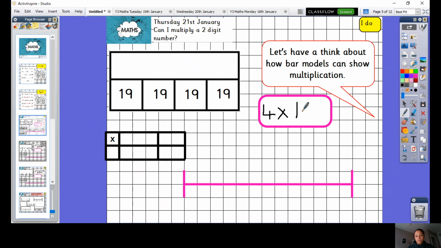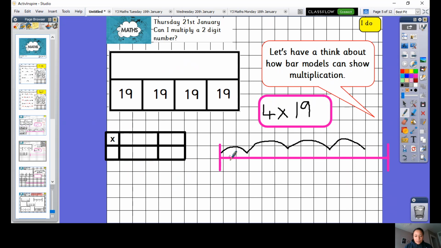So 4 times 19. Now for this one, if I did 4 jumps along a number line, I'm going to just move this out of the way because of the problem I just had with my sandwich method. I know that I would need to do 1, 2, 3, 4. And in each one, I would need to write plus 19 because that's essentially what multiplication is. It's repeated addition. But because repeated addition takes a long time, we multiply instead to make it quicker. It's a more efficient method.